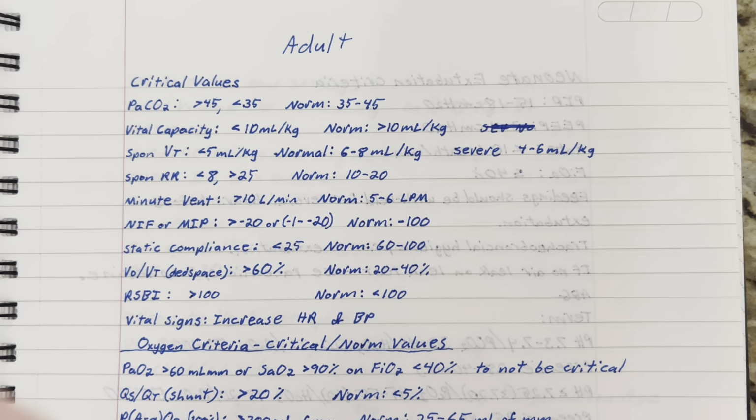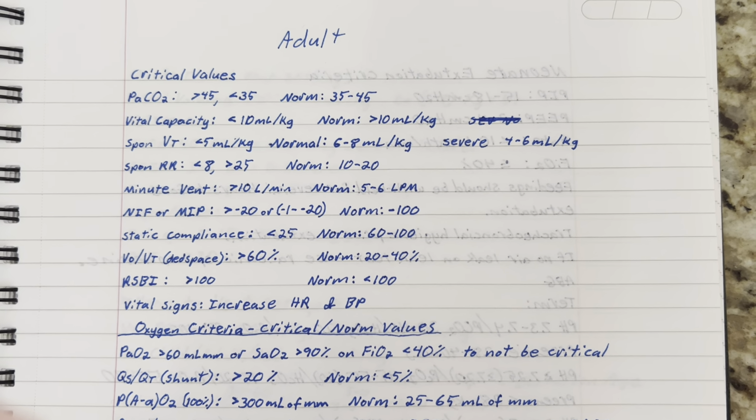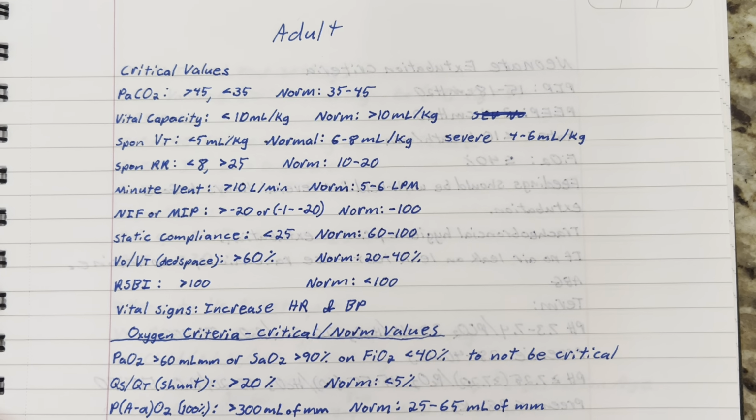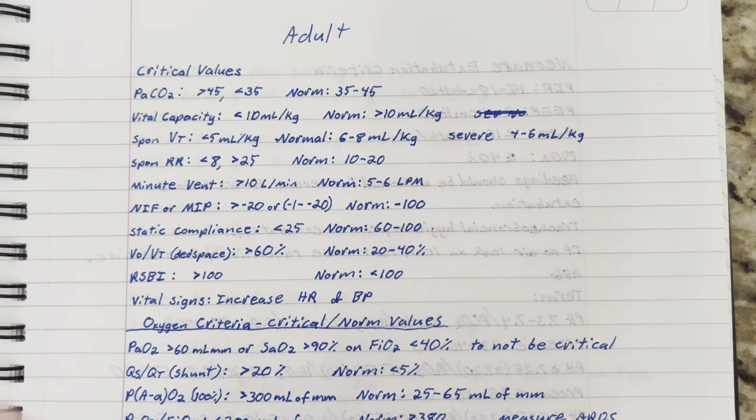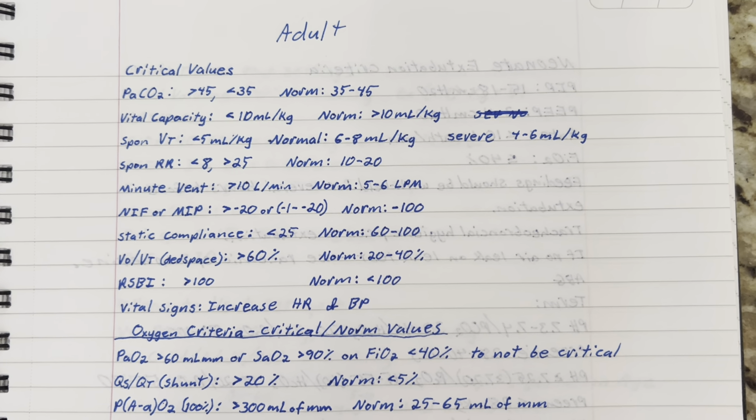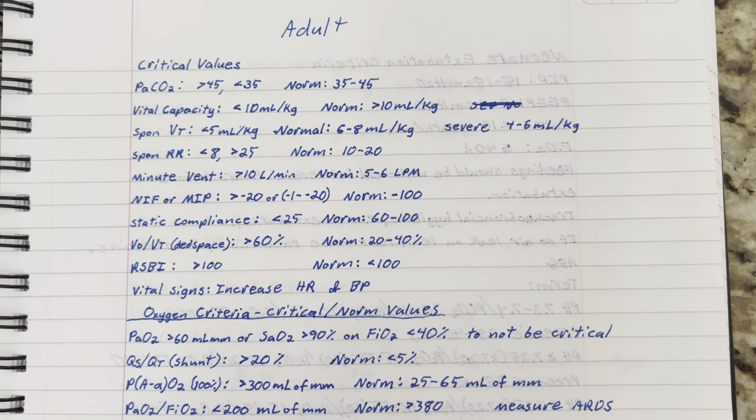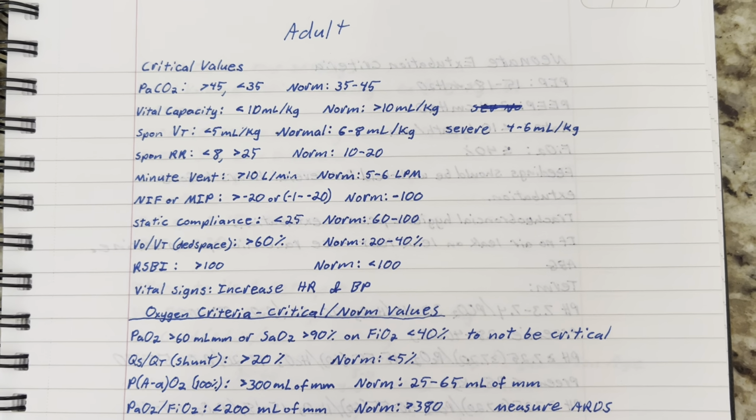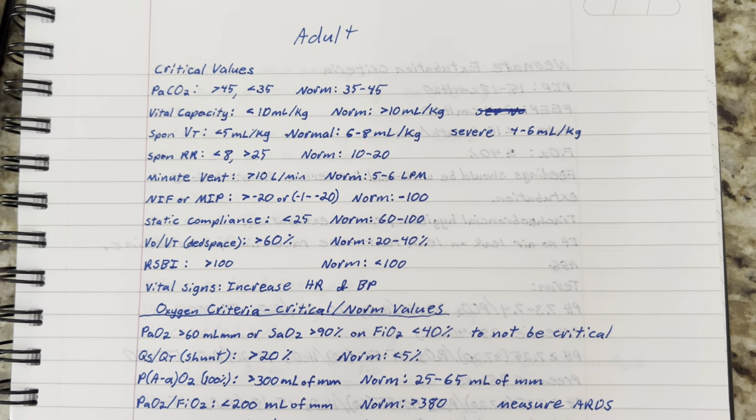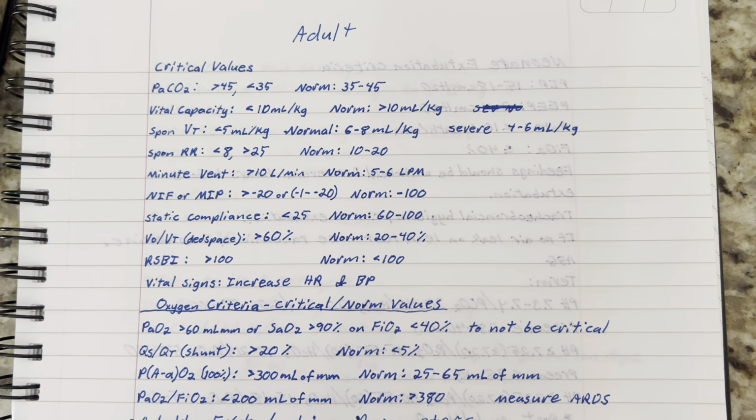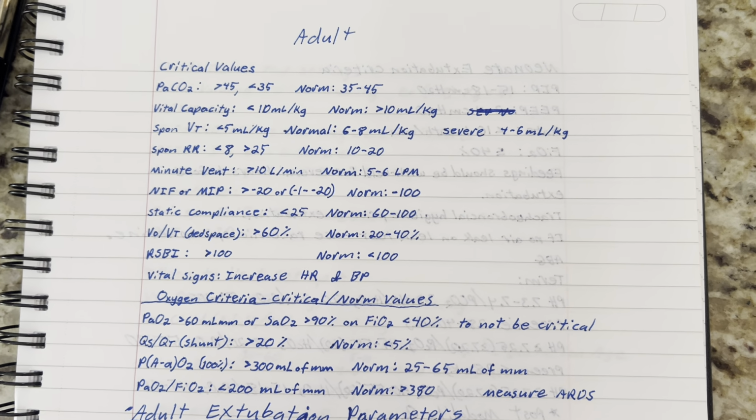All right, adult critical values. PCO2 greater than 45 and less than 35 is critical. Normal values for CO2 is 35 to 45. Vital capacity less than 10 mL per kg is critical. Greater than 10 mL per kg is normal. Spontaneous tidal volume less than 5 mL per kg is critical. Normal is 6 to 8 mL per kg.